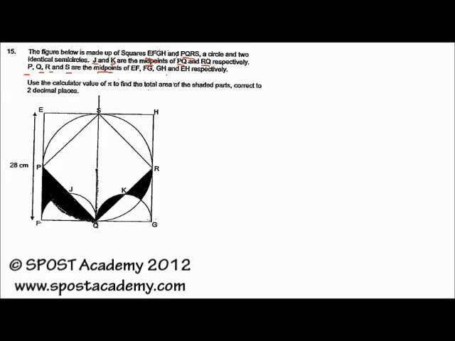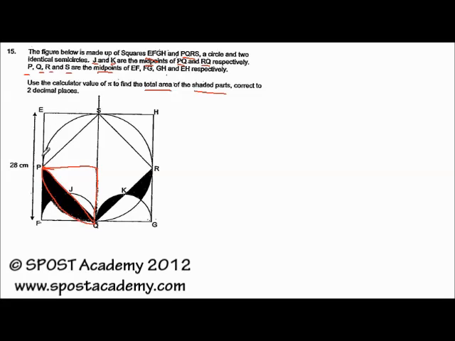So we are supposed to find the total area of the shaded parts. So let's focus on this part here. This is part of the circle, and if I were to draw, this is the midpoint, it means that it will actually be like that. So this is actually a quadrant. To find this shaded part, which is the red part, I just need to use the area of the quadrant minus the area of the triangle.